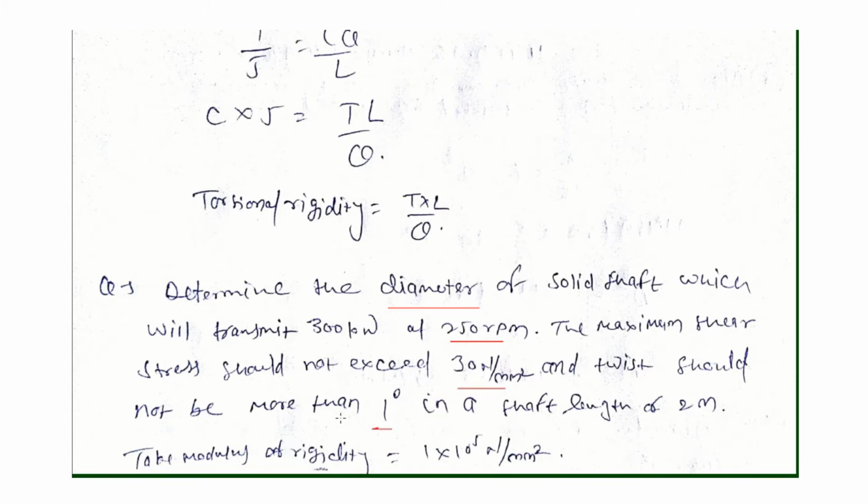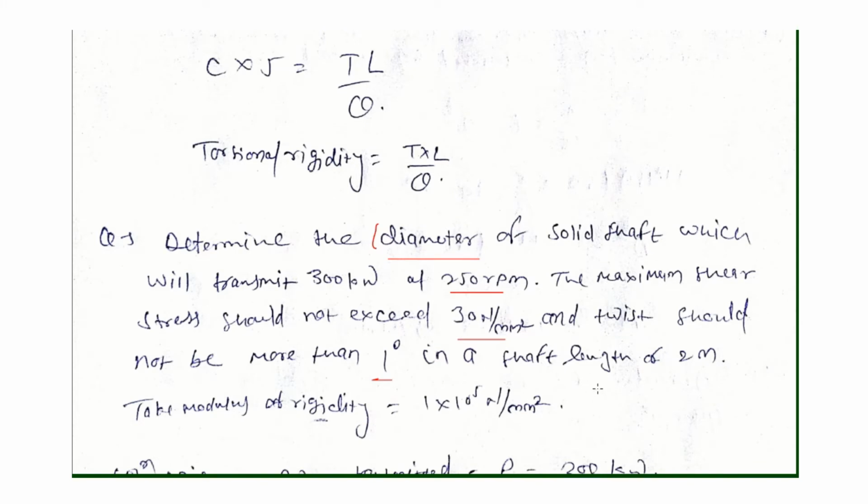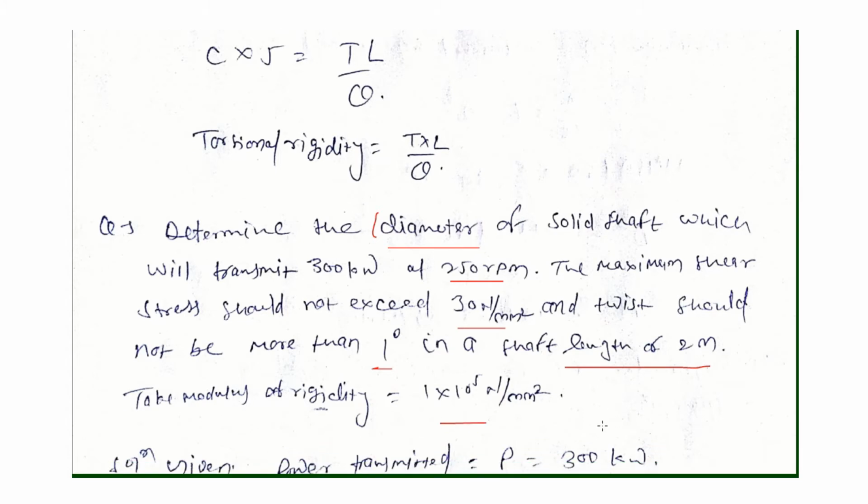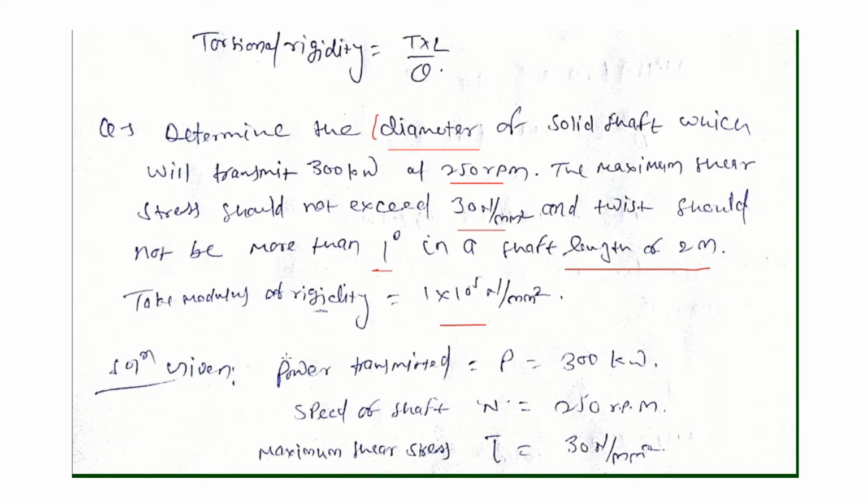And the another condition is twisting. From this twisting we also calculate the diameter. So here two conditions are given. One is maximum shear stress condition and the second one is twisting. From both the conditions we can find out the diameter of the shaft. Okay, and the length of shaft is 2 meter. And take modulus of rigidity 1 into 10 to power 5 Newton per mm square. So here is the given data.